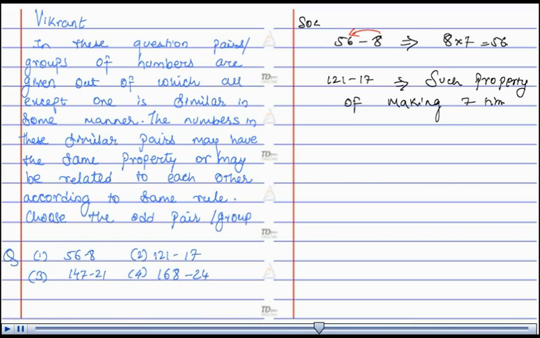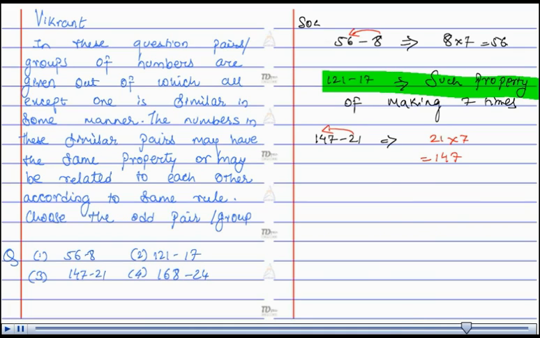But if you look at the pair 147 and 21, we'll observe that 21, when we magnify it 7 times, we get the same number, that is 21 into 7 again gives us 147. So all properties are observed, but only in one pair, that is 121 and 17, we don't observe any such property. So the answer therefore turns out to be second.